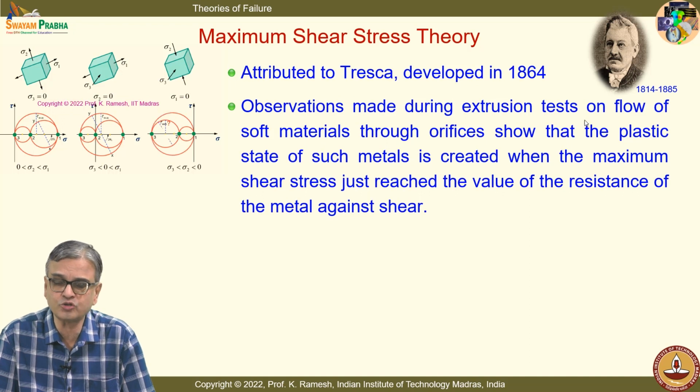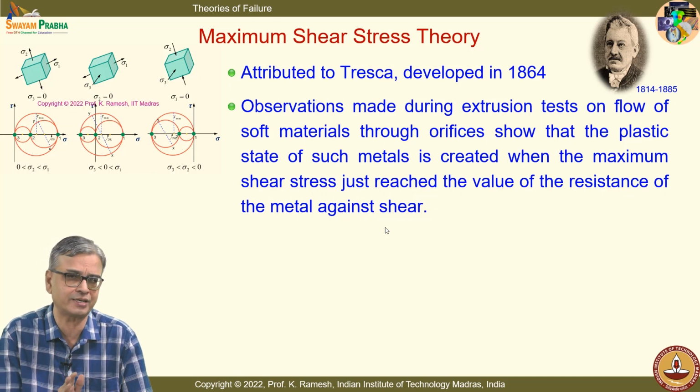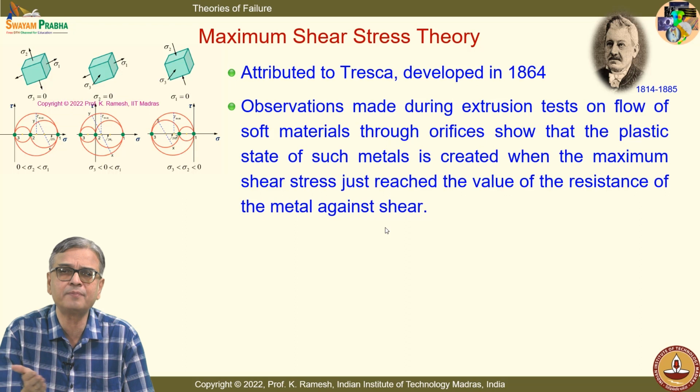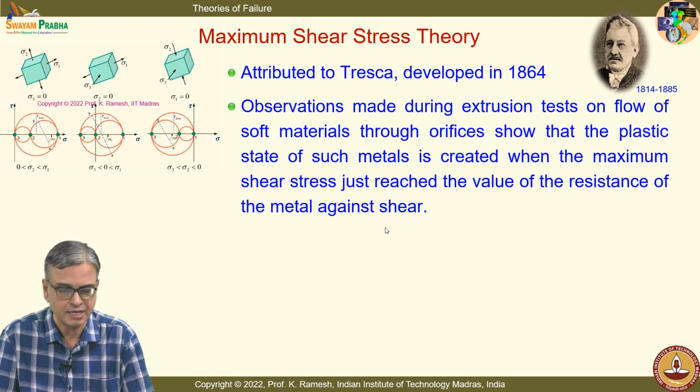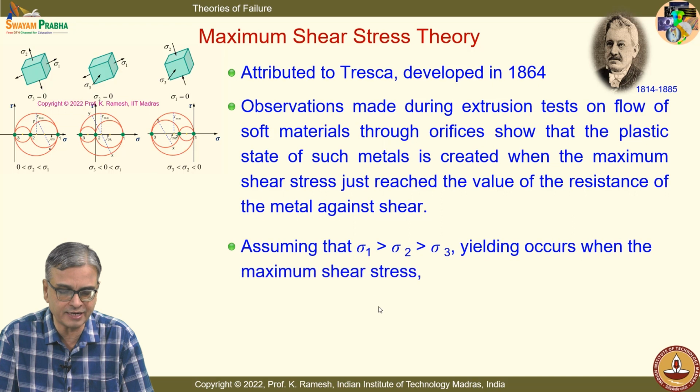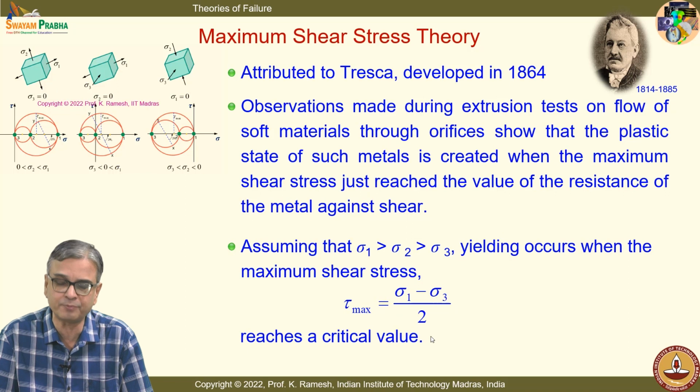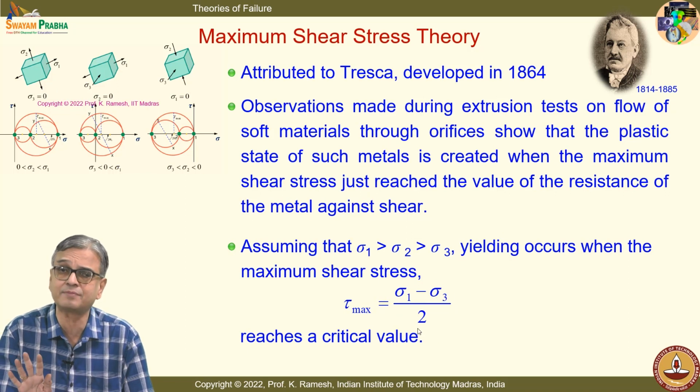Observations made during extrusion tests on flow of soft materials through orifices show that the plastic state of such metals is created when the maximum shear stress just reaches the value of the resistance of the metal against shear. So, it is a practical observation, and I said extrusion is a common metal forming operation that people use. Your I-sections are extruded, they are available at standard dimensions. And if you translate into mathematics, it essentially says tau max is (sigma 1 minus sigma 3) divided by 2. If you understand it like this, you will never make a mistake.